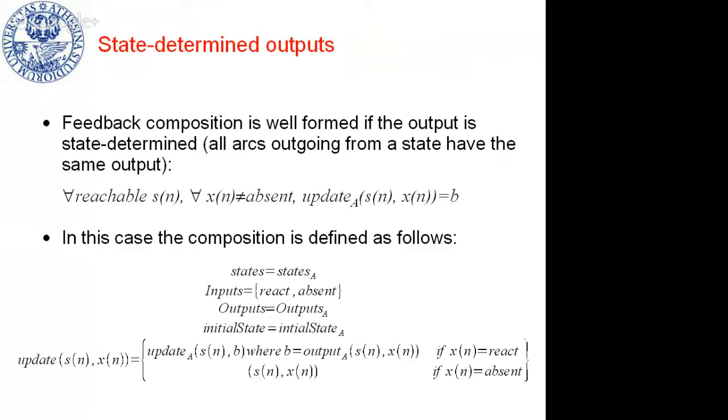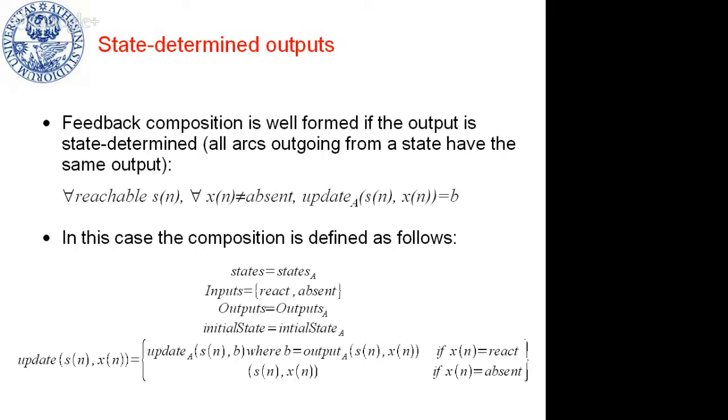So you may ask yourself, well, is this connection well-formed? In order for it to be well-formed, it is sufficient that in each and every loop there is at least one Moore type state machine. So if this state machine is of Moore type, then you can answer right away yes. This composition is fine, it's well-formed.